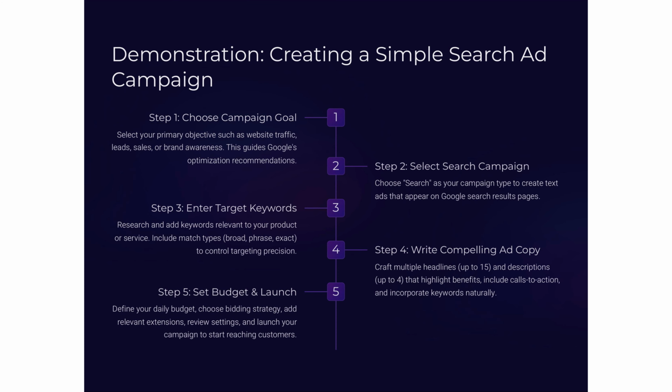Begin by selecting your campaign goal, such as website traffic or sales, to guide optimization. Choose Search for text ads on Google search results. Research and add relevant keywords with match types for precision. Write compelling ad copy with multiple headlines and descriptions. Set your budget, choose a bidding strategy, and launch your campaign.